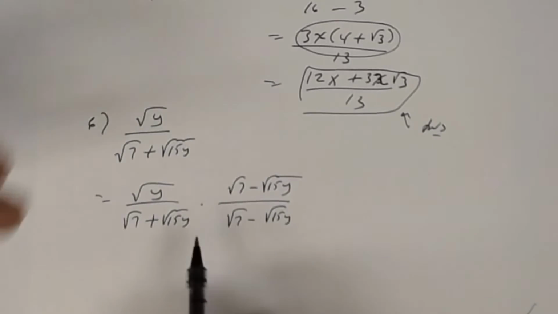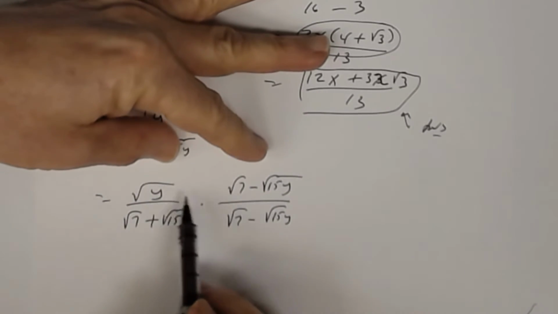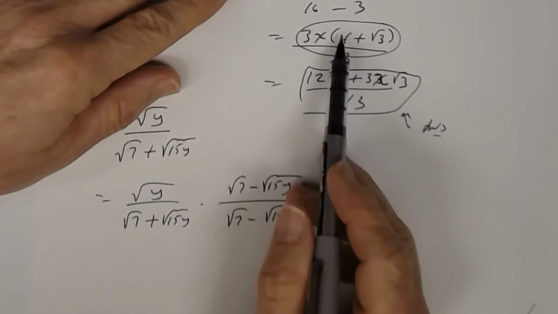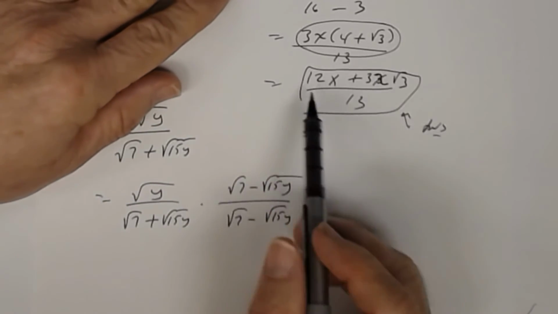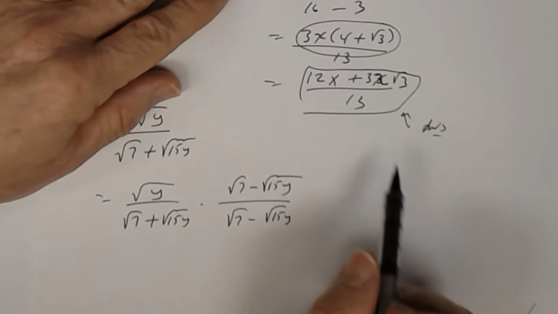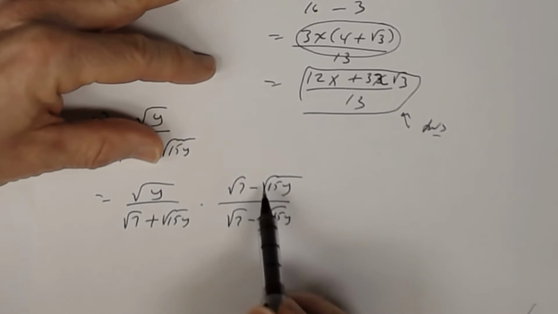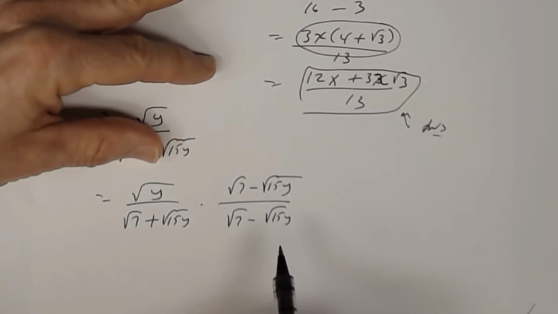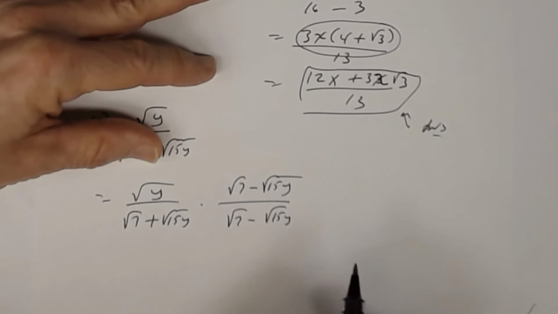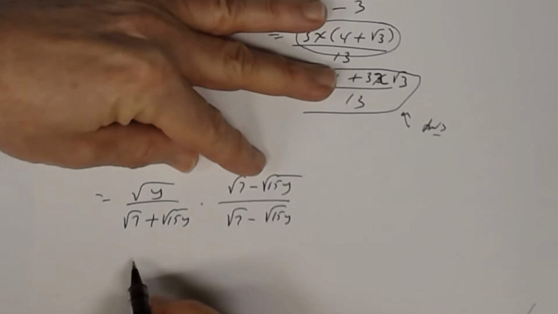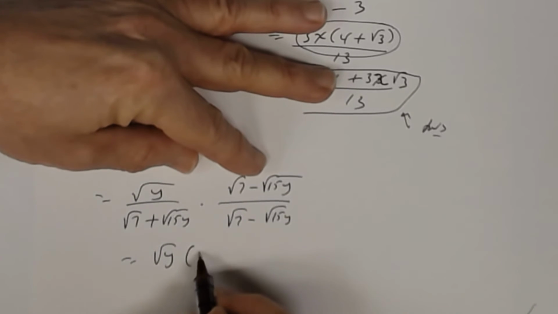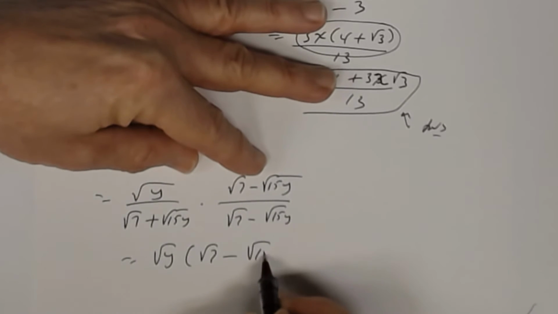All right. Now, be careful, because you see how I said you could leave it like this, because distributing it is not going to simplify anything further. But you are going to have to distribute here, because you see that square root of y, and then you have a square root of y in here. So you can simplify that further. So I get the square root of y times the square root of 7 minus the square root of 15y.